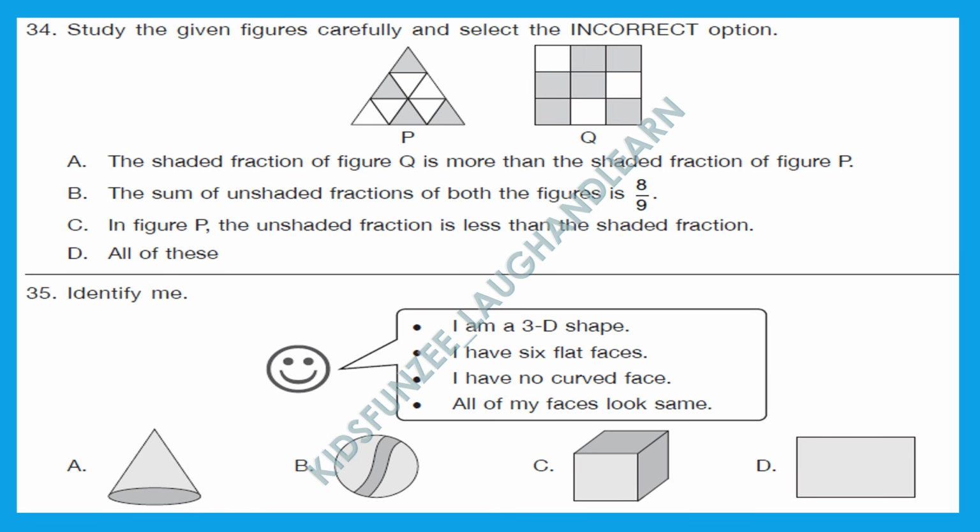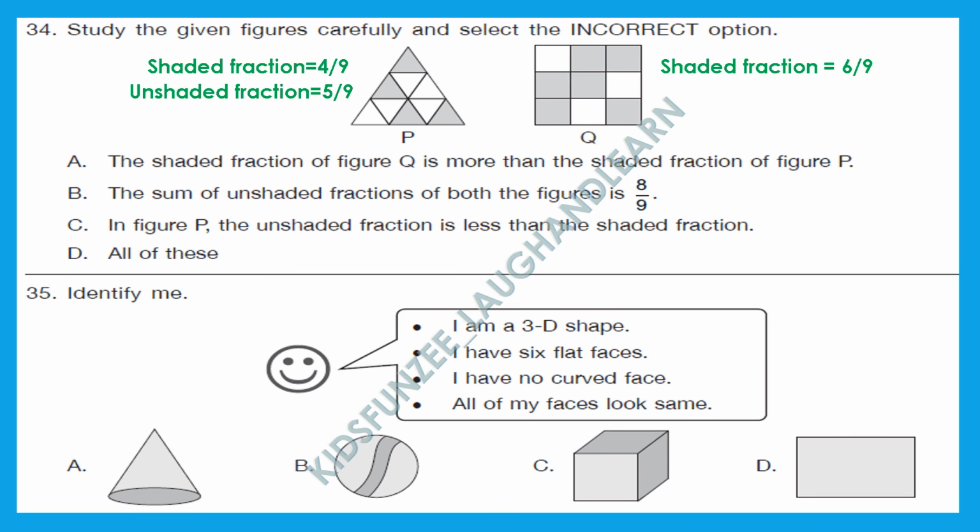Question 34. Study the given figure carefully and select the incorrect option. So P and Q are two figures and they have some shaded portion and some unshaded portion. Let's find the shaded fraction and unshaded fraction of both the figures. For P, the shaded fraction is 4 by 9, unshaded fraction is 5 by 9. For Q, shaded fraction is 6 by 9 and unshaded fraction is 3 by 9. A. The shaded fraction of figure Q is more than the shaded fraction of figure P, which is correct because in Q it is 6 and in P the shaded parts are 4.